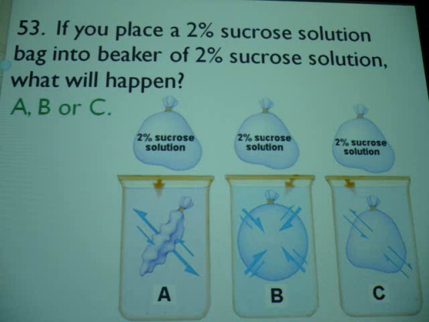Now here we go, 2 and 2, they're the same, aren't they? What do you call that? Iso. So what's going to happen? Nothing. Nothing's going to happen. It's C.